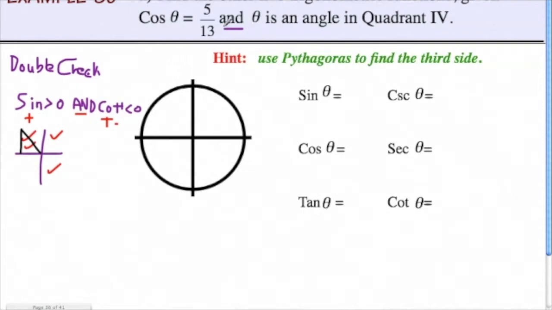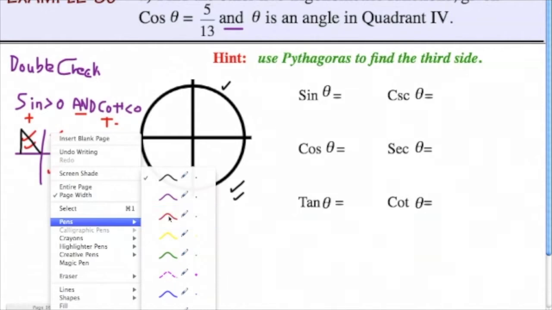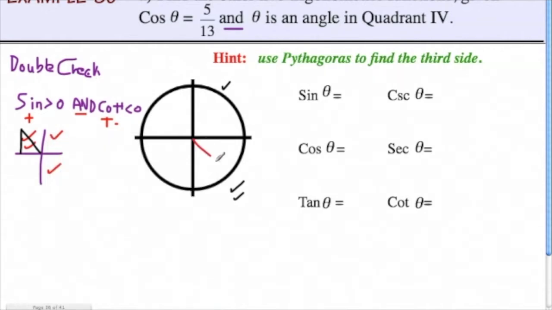Getting back to the question, we know it's positive, so it's here and here, but then it says "and" in quadrant 4, well, right there. So there's the 2 check marks. I know that this answer is going to lie in quadrant 4, because my triangle is in quadrant 4. So there's my triangle.